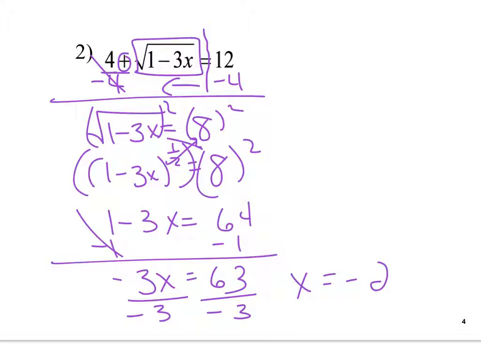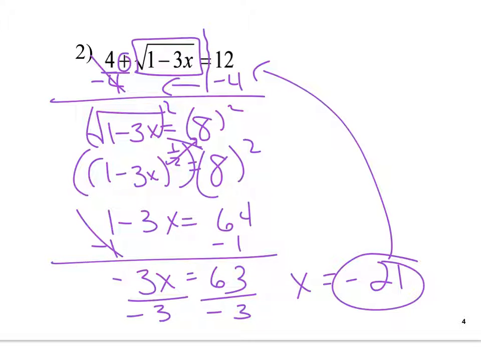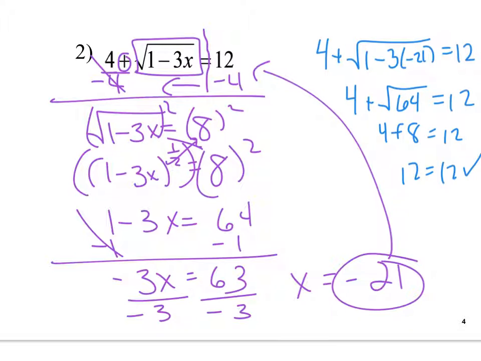So x would be negative 21. Okay, you should go back and check. I really hate it, but you gotta check. So take a second, take that negative 21, plug it in, and I'll come back with the check visual. Okay, so here's the check. It's the same on both sides. When I plug negative 21 in for x, I get 12 equals 12.